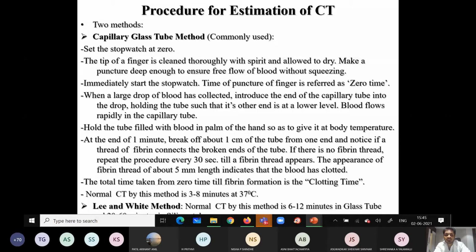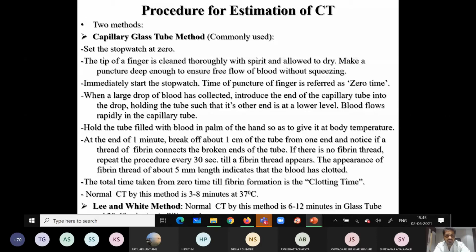Blood flows rapidly in the capillary tube. So what will you do after the puncture? A capillary tube will be provided to you. Just touch the capillary tube to the blood spot. By the gravitational flow, it will go through the capillary tube. So hold the tube filled with blood in the palm of the hand so as to keep it at body temperature.